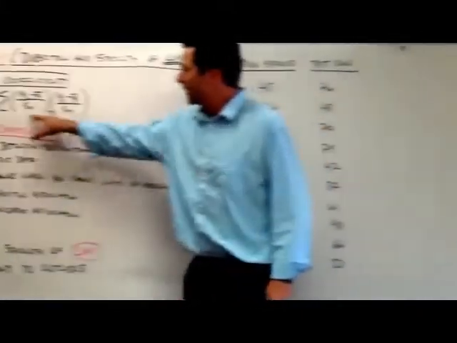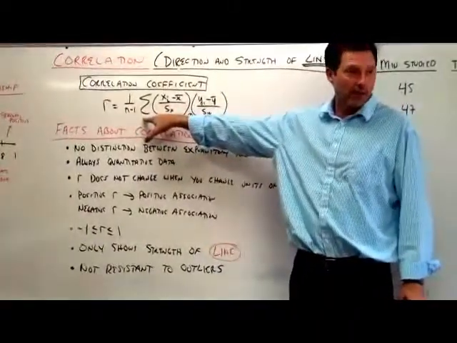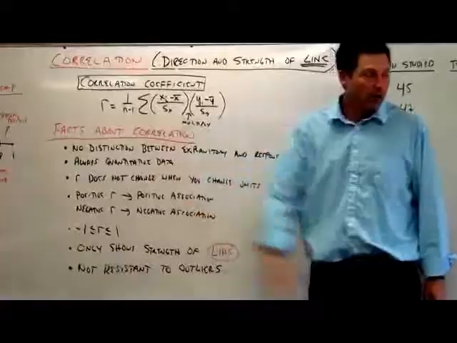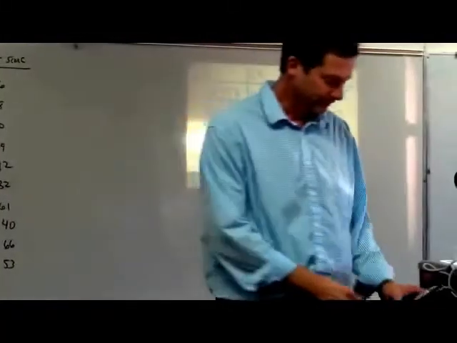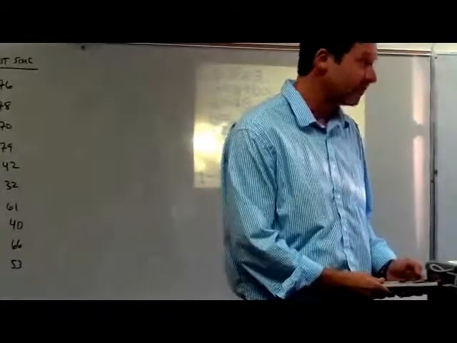So now we've multiplied the z-scores together. The next thing that we have to do on this formula is add them all up. That symbol means add them up. So we can do that with a 1-Var Stats. Stat, calculate, and do L5.